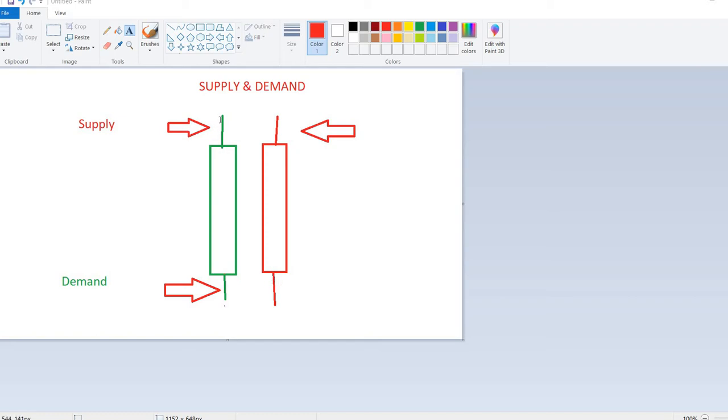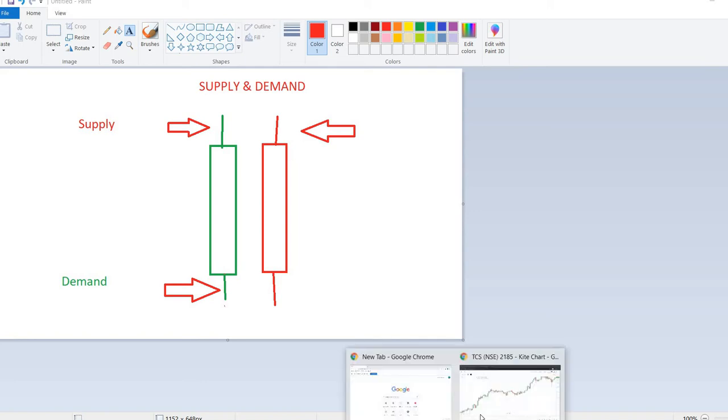The same way with supply, this wick means that whenever price hits this zone, the supply zone, sellers started to take a position, they push the price down. Same here also, right? So the larger the wick, I think the larger the pressure is. Okay, so let's see how we can use these levels for swing trading.